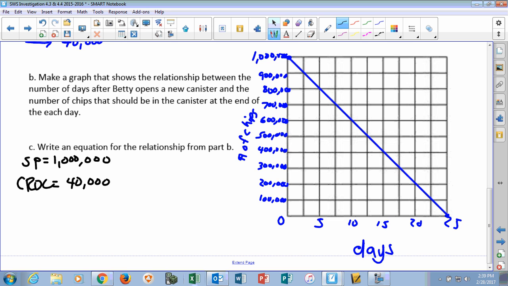So what do you think our equation is going to be? This is a linear model, right? It's a straight line. Ethan? I put G equals 40,000 minus 1 million, because it's tracking. You said D equals? Oh, yeah, days. Days isn't the independent variable. So your chips is. So you can have C or Y equals. So what was your constant rate of change? It's 40,000, right? So what's that number going to be? She uses 40,000 chips a day. Yes.